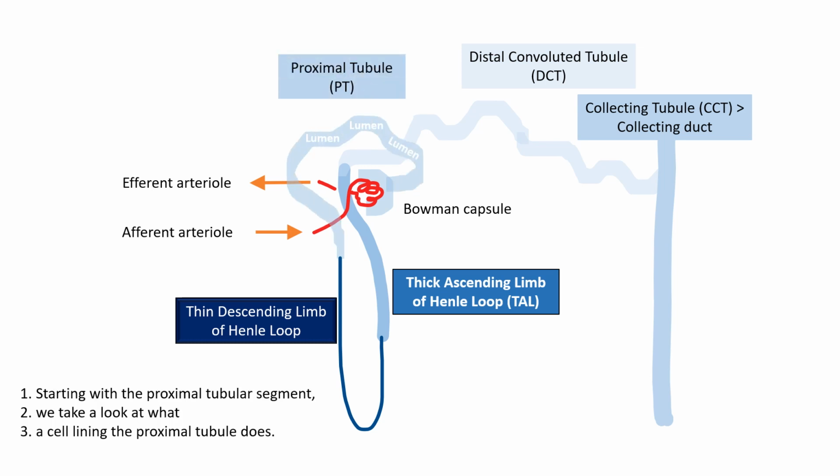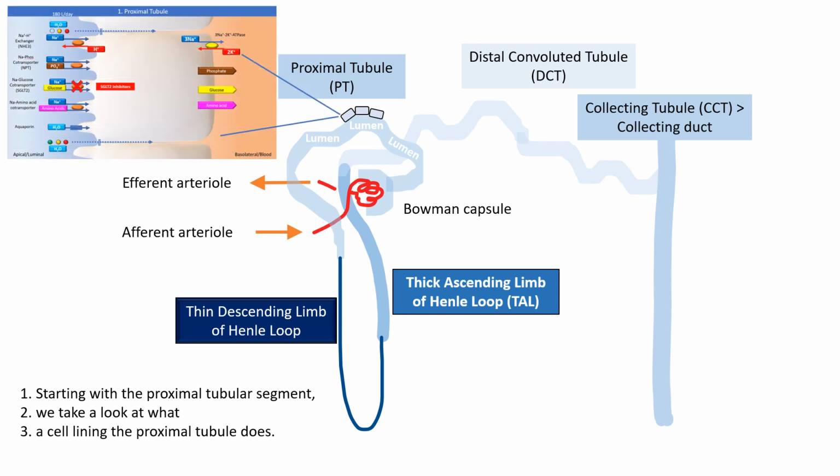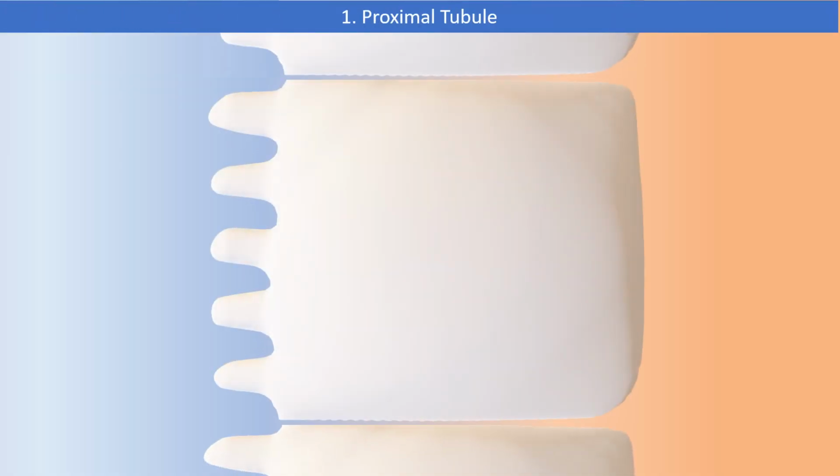Starting with the proximal tubular segment, we take a look at what a cell lining the proximal tubule does. Here we have adjacent proximal cells held together by tight junctions. The apical or luminal side is on the left and basolateral side is on the right.